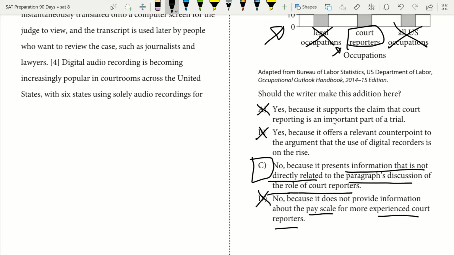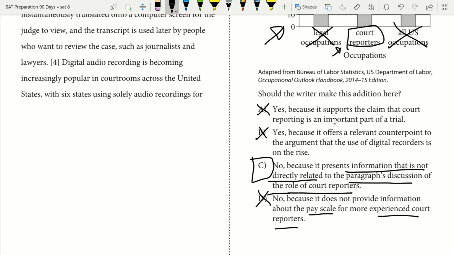If you have a graph and you're asked whether you should add it or not add it, you would only want to add it if it's directly supporting something you're saying in that paragraph. If it's directly supporting an idea in the paragraph, or it's providing a piece of evidence in the paragraph, or it's showing a comparison that you make in the paragraph, or it's explaining a key concept in the paragraph, those would be reasons to add a graph to a passage.